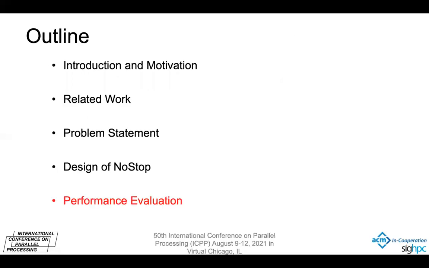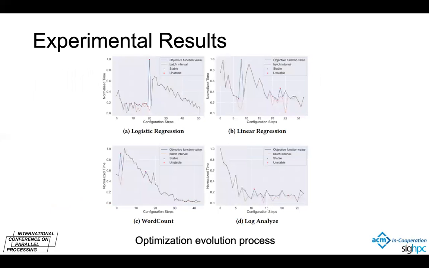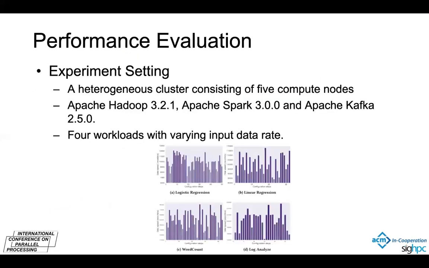For performance evaluation, we set up a heterogeneous cluster consisting of 5 computing nodes, where Apache Hadoop, Apache Spark, and Apache Kafka are installed on them. As shown in the figure, 4 workloads with varying input data rates are considered, namely logistic regression, linear regression, word count, and log analysis.